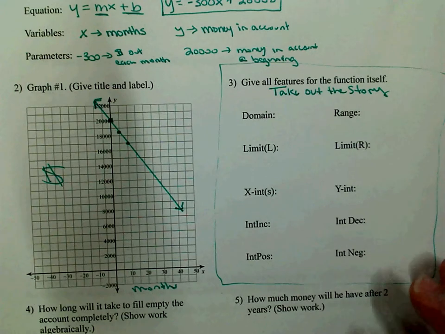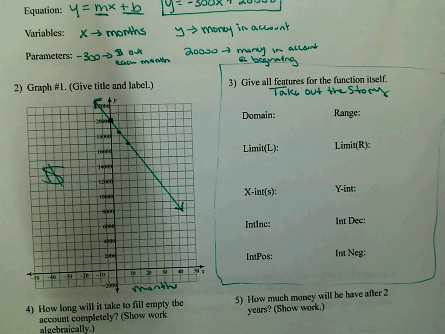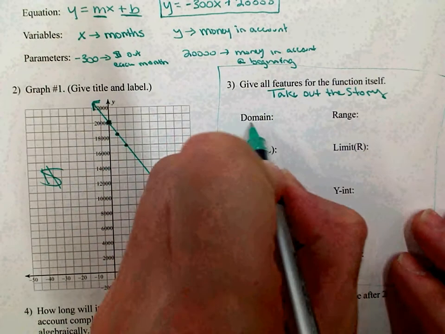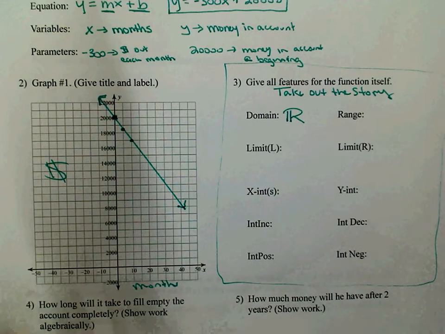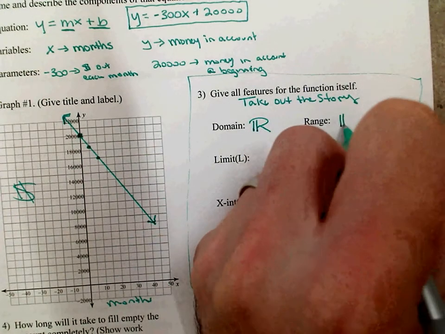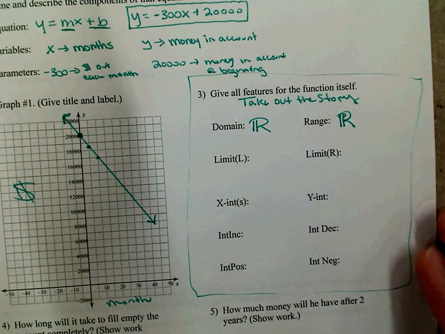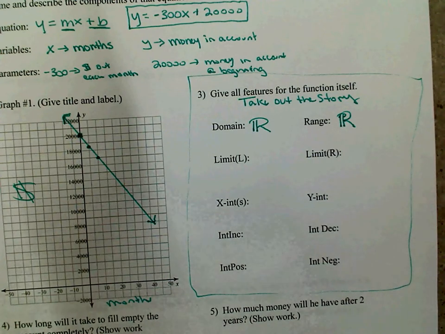In math, linear equations go forever. They'll go forever left and right, they'll go forever up and down. So to tell me that, you say the domain is all real numbers, it goes forever left to right. The range, also all real numbers, it goes forever up and down. So just mathematically speaking, a line goes forever.